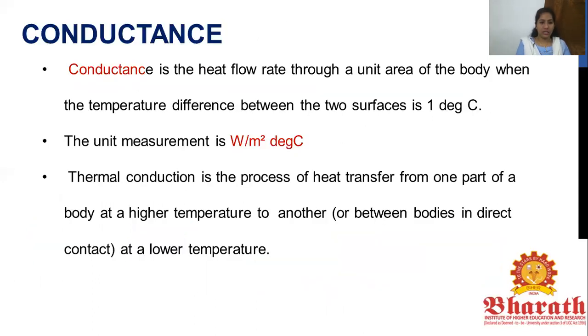Looking at conductance, it is nothing but the heat flow rate through a unit area of a body when the temperature difference between the two surfaces is 1 degree centigrade. So it's talking about how much heat flow happens when the difference is just 1 degree centigrade. The unit of measurement is watt per meter square degree centigrade. Thermal conductance is the process of heat transfer from one part of a body at a high temperature to another at a low temperature.